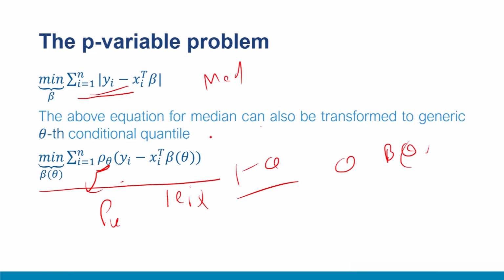To summarize, in this video, we transformed our two variable quantile regression problem into a p independent variable and one dependent variable problem. So a linear regression model with p independent variables.